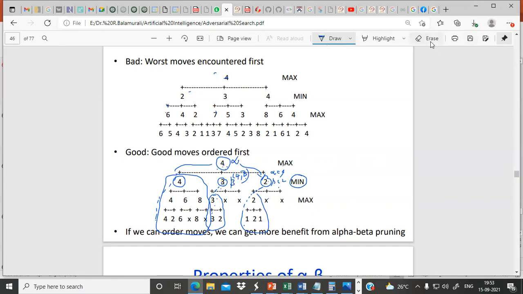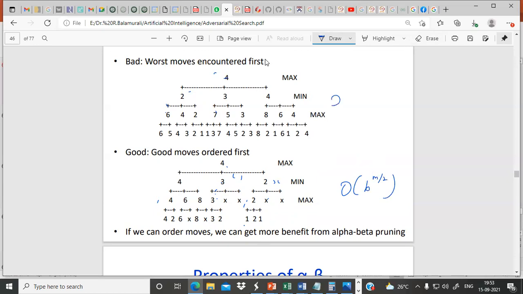So the point is, if the tree is in this ordering, then alpha beta pruning will give the best performance. If the tree is ordered in such a way, then its time complexity will be order of b to the power m by 2, whereas in this case, its time complexity will still be order of b to the power m.